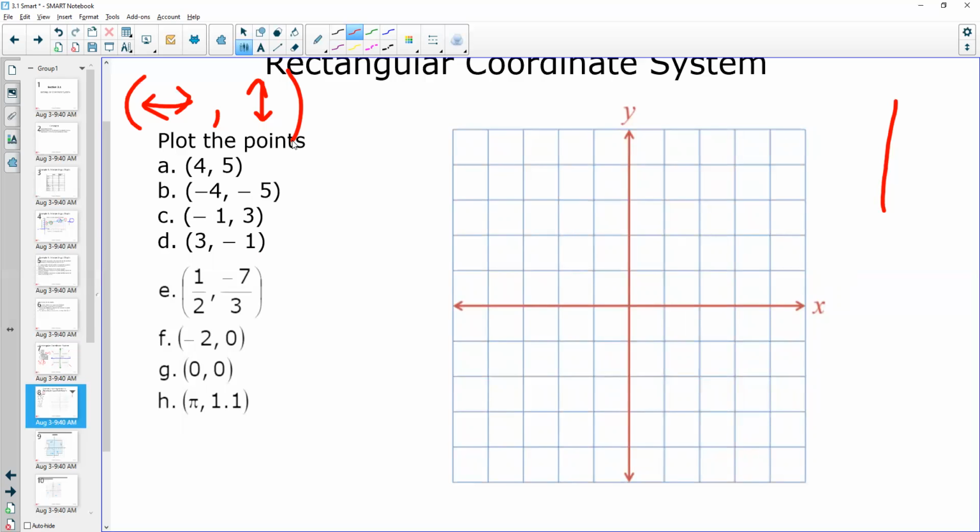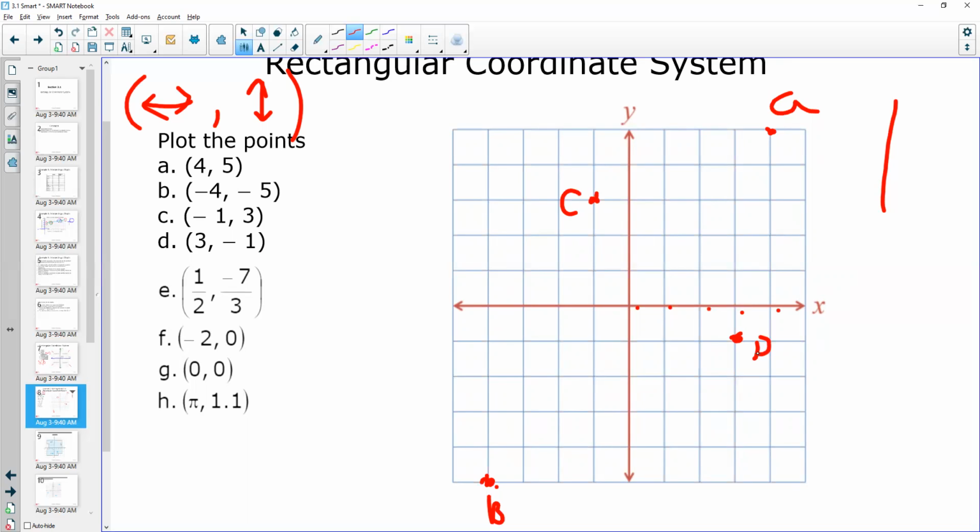So (4, 5) would be 4 over to the right on the x-axis, and 5 up on the y-axis. So I'm just going to label that A. (-4, 5) is sort of the polar opposite. So -4 on the x to the left, 5 down on the y. So that's B. C is (-1, 3), so 1 to the left and up 3. D is (3, -1), so 3 to the right and down 1, that's D.